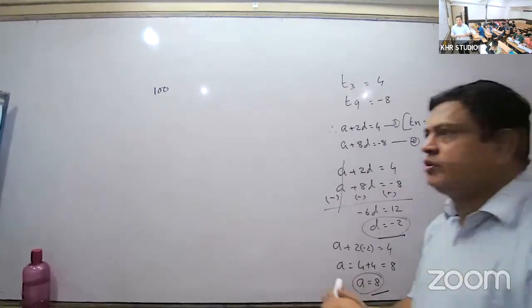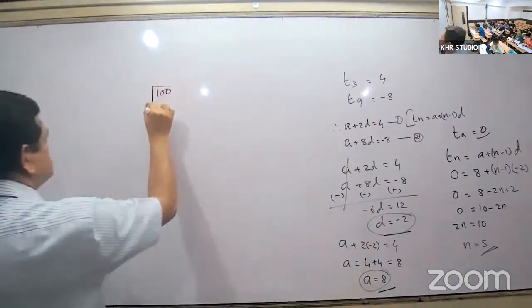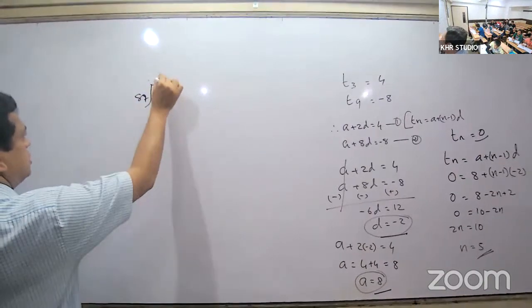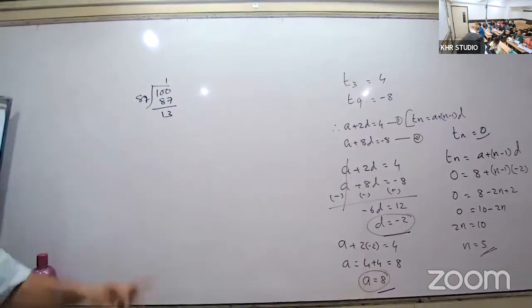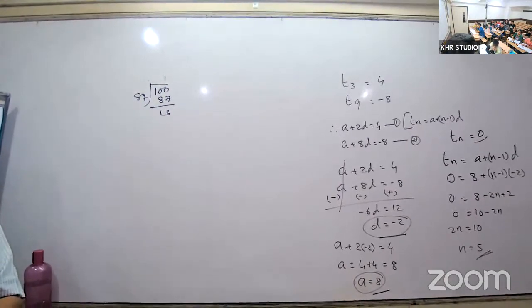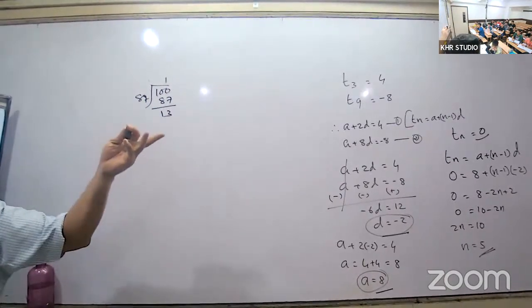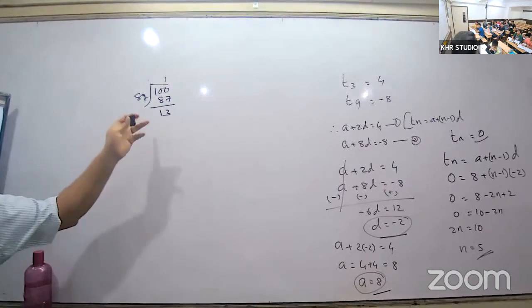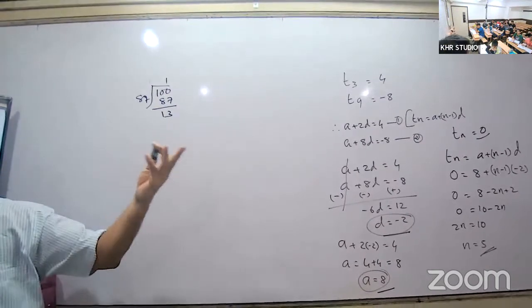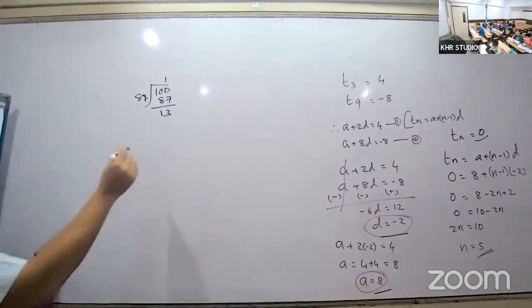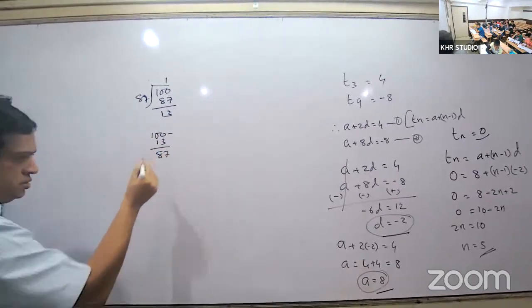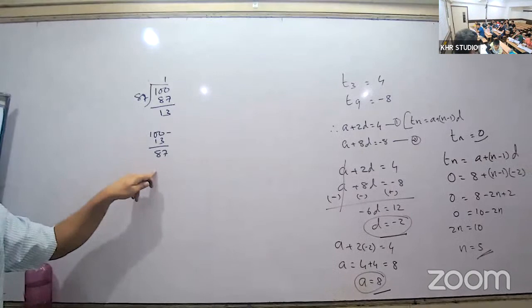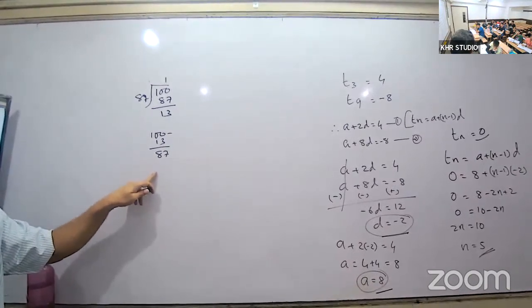Now, look, we will divide 100 by 87. So 87 goes 1 time, only 87, and the remainder is 30. Is 100 divisible by 87? No, because the remainder is 30. When the remainder is 0, it is divisible. So how will you make the remainder 0? 100 minus 30, which is equal to 87.